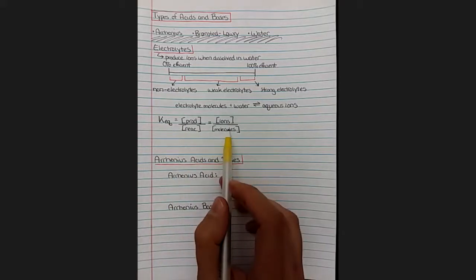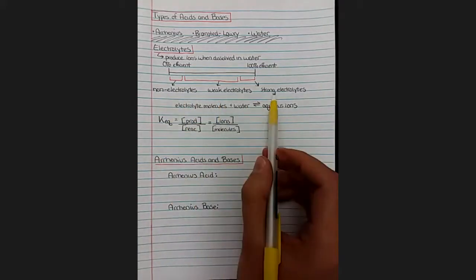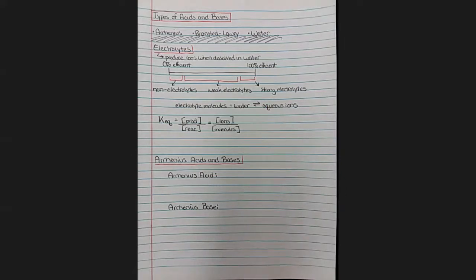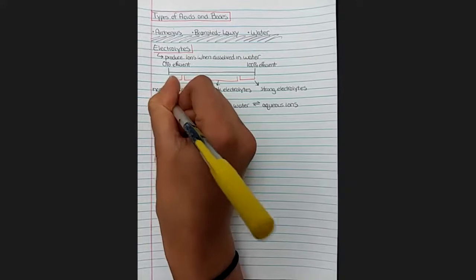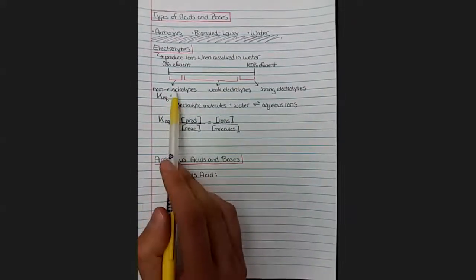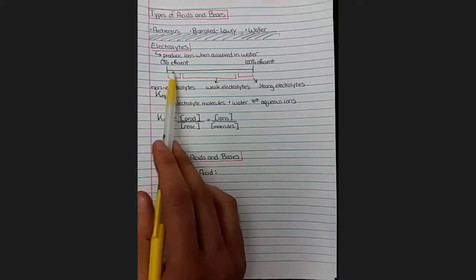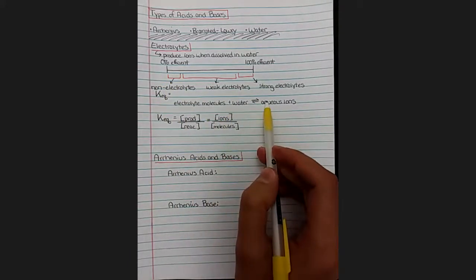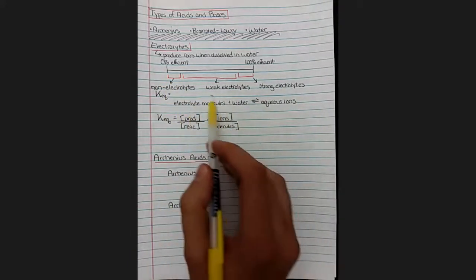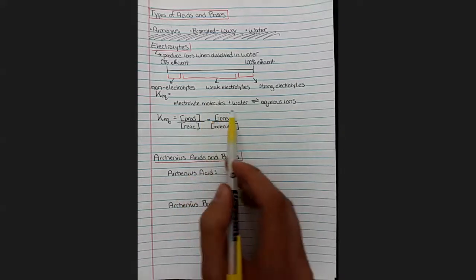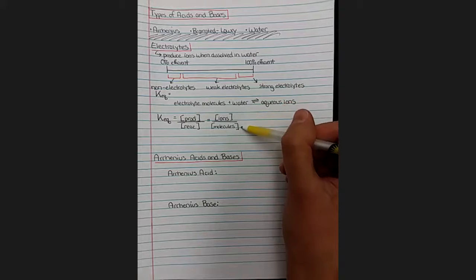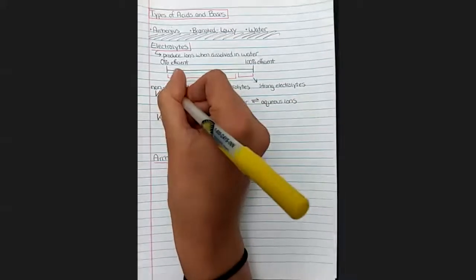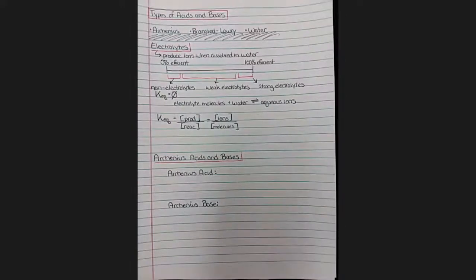Okay, so now, knowing what we know about the K, let's see if we can assign a specific K value to each of these different ranges. So let's start with non-electrolytes. Non-electrolytes are the ones that are very low efficiency for this forward reaction. So most of the molecules are going to stay as molecules. Very few of them are going to be ions. So we're going to have a small number over a large number. So this number for non-electrolytes is going to be approximately 0.